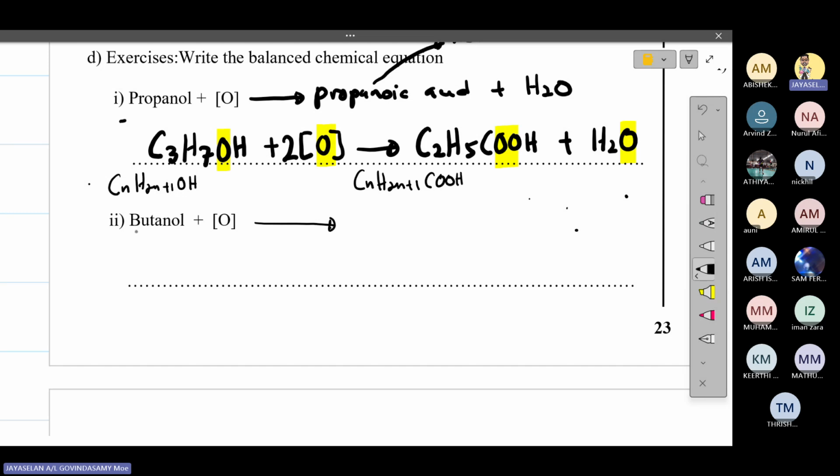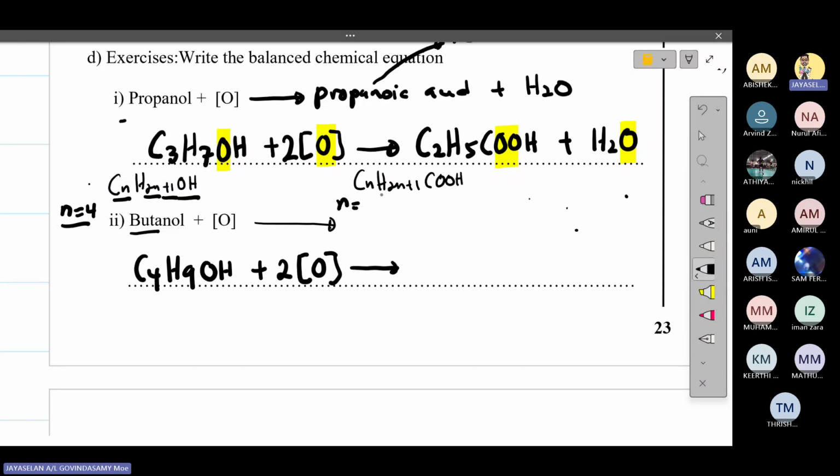Check your answer. Butanol means N, you apply N4. Once you apply 4, C4, so I put here C4, H will be 8 plus 1, 9, so H9. You take the OH, put here. If you have memorized it, put 2. Okay, can I? Okay, here N4, right?